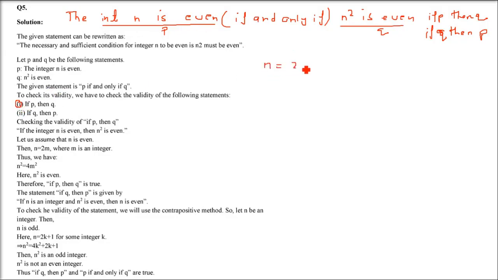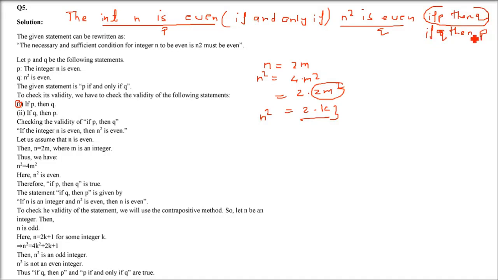So let us start with the first one, if P then Q. Let us say n is even, so let us square it. N square will be (2m) square, that is 4m square. So you can write it as 2 into 2m square, that is 2 into k. So n square is 2k. So 2 into something is even. So when you said the integer n is even, you proved that n square is also even.